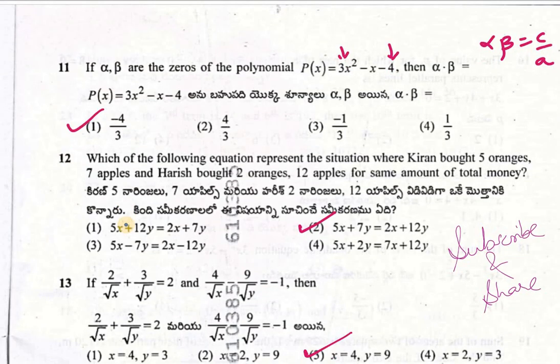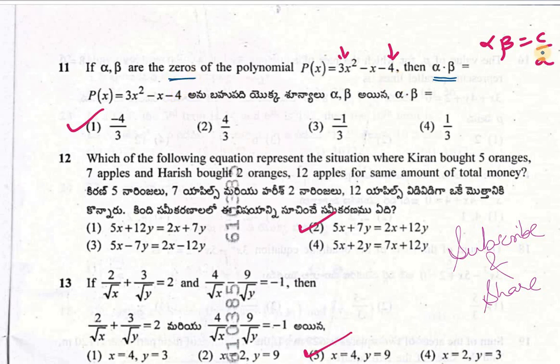Now question number 11. If alpha, beta are the zeros of the polynomial 3x square minus x minus 4, then what is alpha into beta? Alpha and beta are the two zeros of the polynomial. Product of the zeros is nothing but product of the roots.